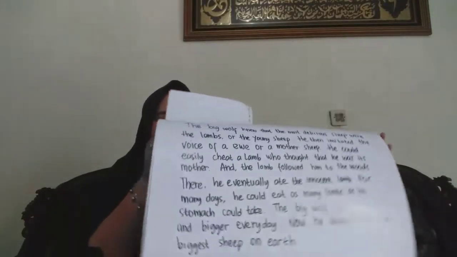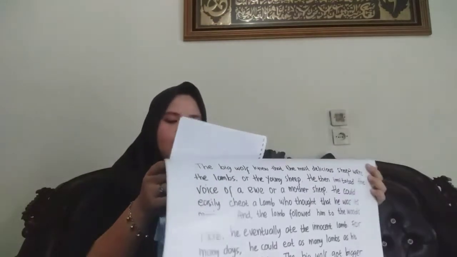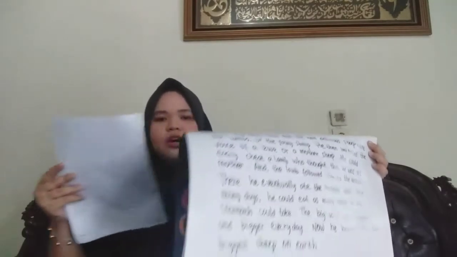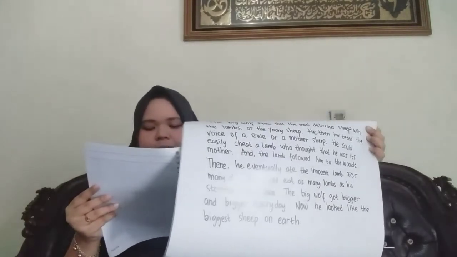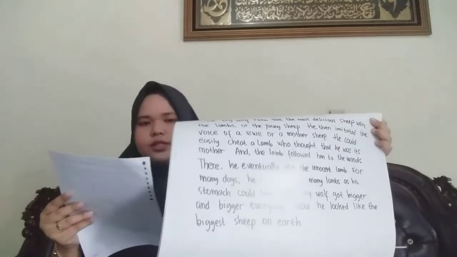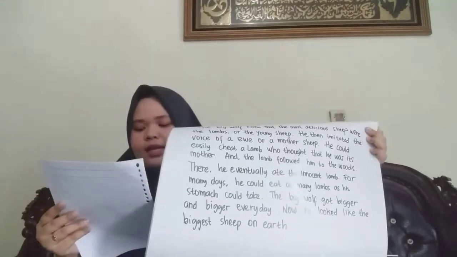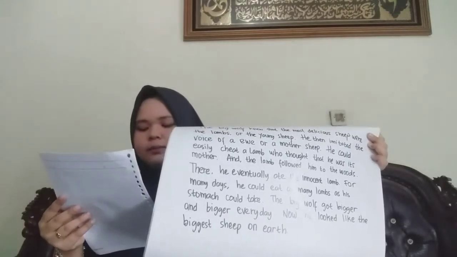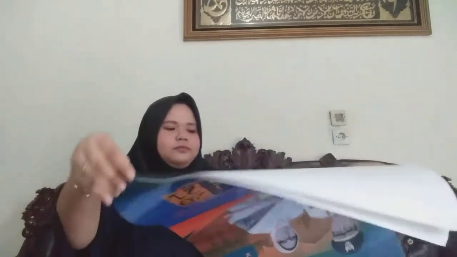The big wolf knew that the most delicious sheep were the lambs, or the young sheep. He then imitated the voice of a ewe or a mother sheep. He could easily cheat a lamb who thought that he was its mother, and the lamb followed him to the woods. There he eventually ate the innocent lamb. For many days he could eat as many lambs as his stomach could take. The big wolf got bigger and bigger every day. Now he looked like the biggest sheep on earth.